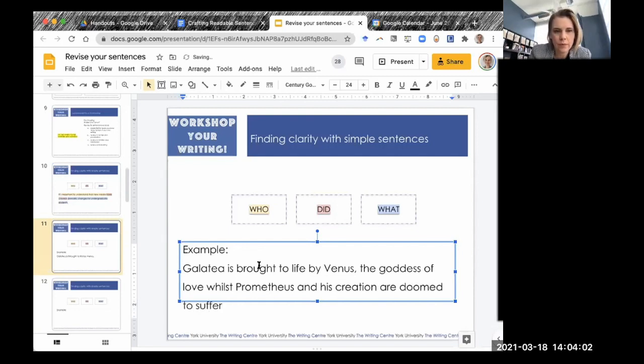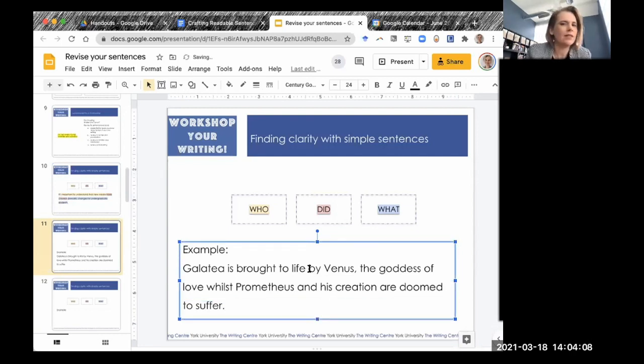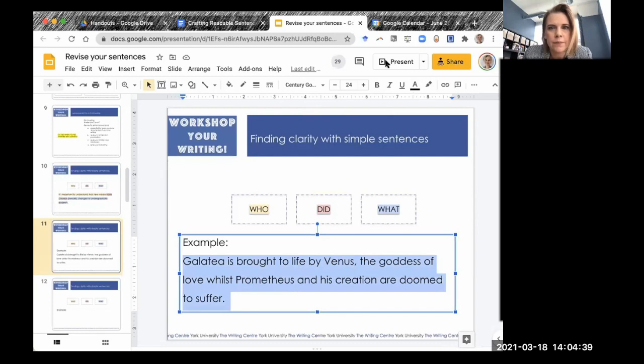Okay, so here's an example from the chat. Thank you for offering it. Nico, I'm sorry if I mispronounced your name. Okay, so what is our subject here? What is doing the action? John suggests Galati. I should always pick examples that I can pronounce.